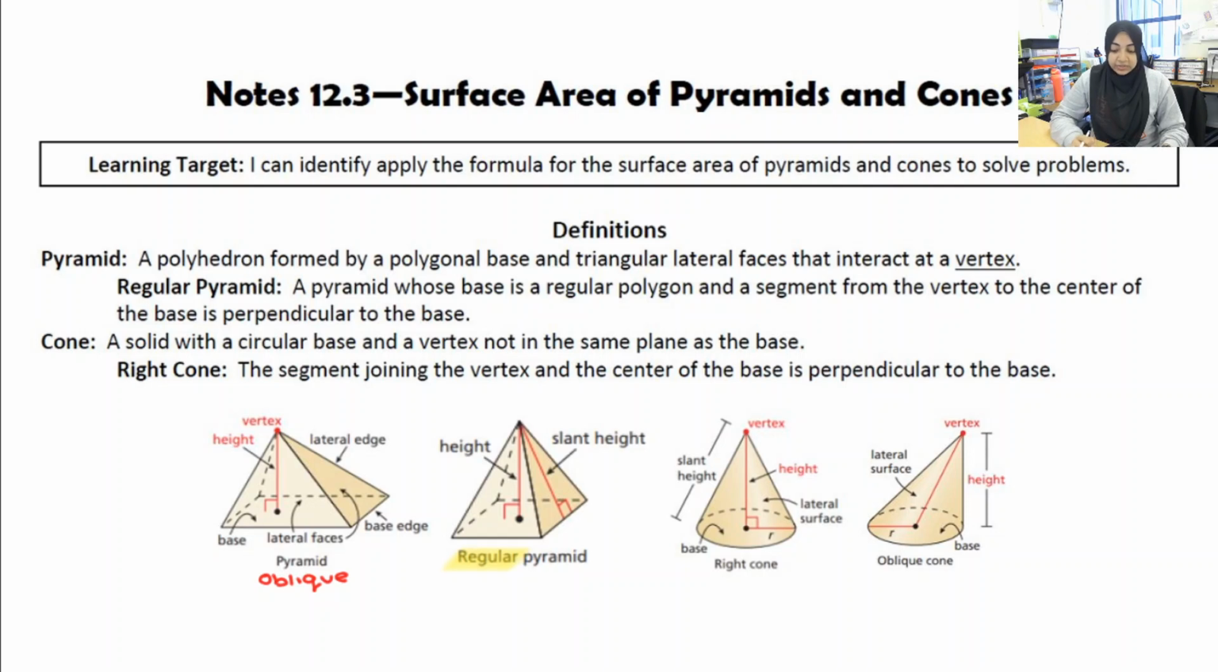Now, same thing with my cone. I can have a cone that's a little bit slanted, which makes it oblique. And a right cone would be whenever that height comes straight down, and my slant height is along that cone itself. Okay, now we're going to talk about finding the lateral area and the surface area of these figures. Of course, we're only going to be focusing on the regular ones. We're focusing on regular pyramids and right cones.